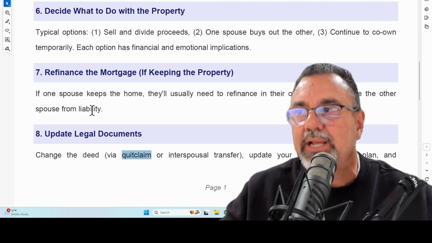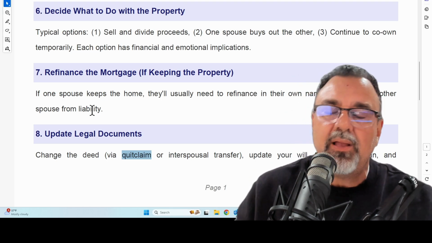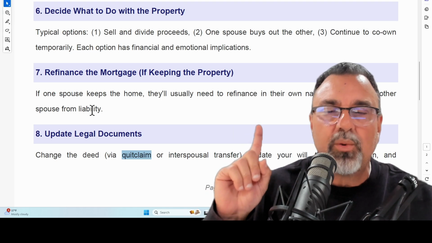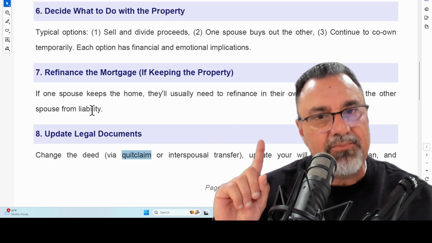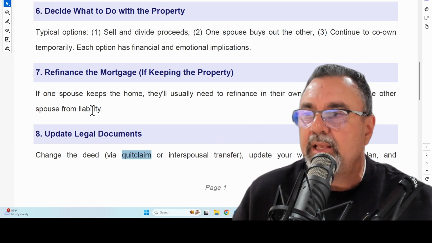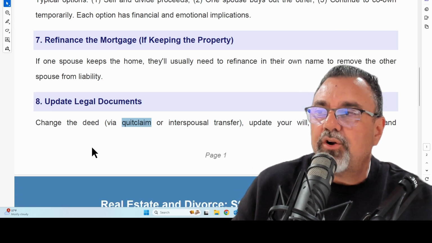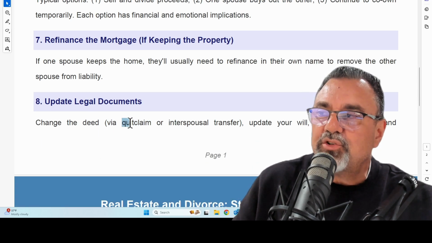You're going to need to get an appraisal and all these other things put together. But that's the most efficient way to remove a spouse from the mortgage of the property. So here's why. When you consult an attorney, what they're going to ask you to do is, they're going to say, well, we're going to first sign a quitclaim deed.